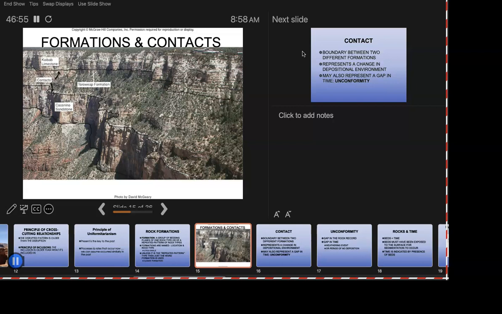What contacts mark are essentially changes in the environment. Because you had to stop making, it's not a factory, all right? So they literally had to stop making limestone and start making whatever is in the Toroweap Formation. And then the Toroweap Formation, they had to stop and start doing all sandstone.